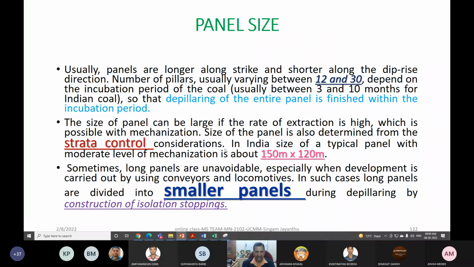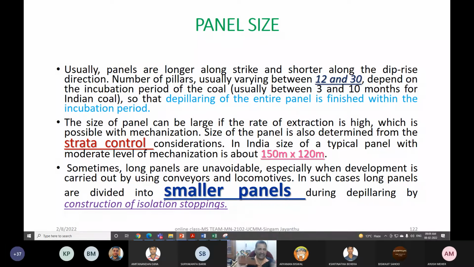Now, continuing further, size of the panel is also determined from the strata control considerations. Very simple to understand. Now, it is 8:58, only 1 minute more, I will talk about it, and later your answers, and then a short summary, you decide yourself who is summarizing.